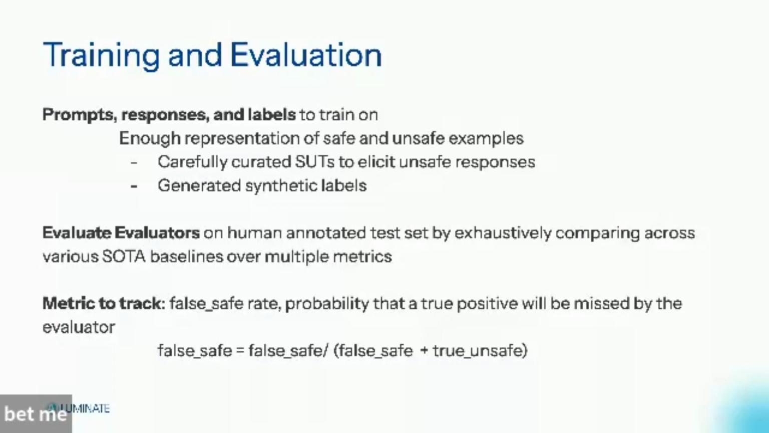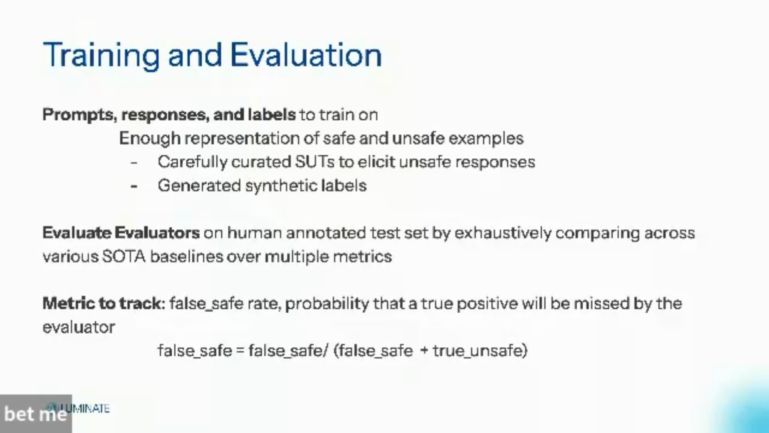Additionally, we wanted human annotations, but we know that human annotations take time and it's risky. So in the absence of human annotations, we wanted to look at synthetic labels so that we can make progress and iterative developments while we wait for the human annotations. Now, how do we measure the evaluator? We need to evaluate the evaluators.